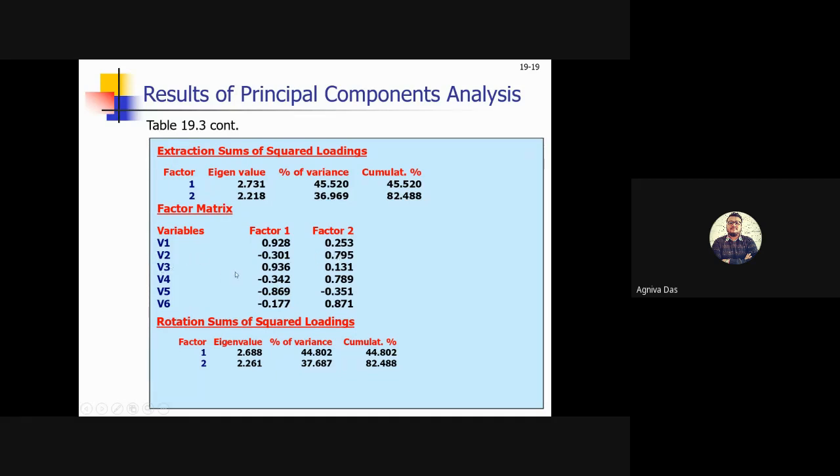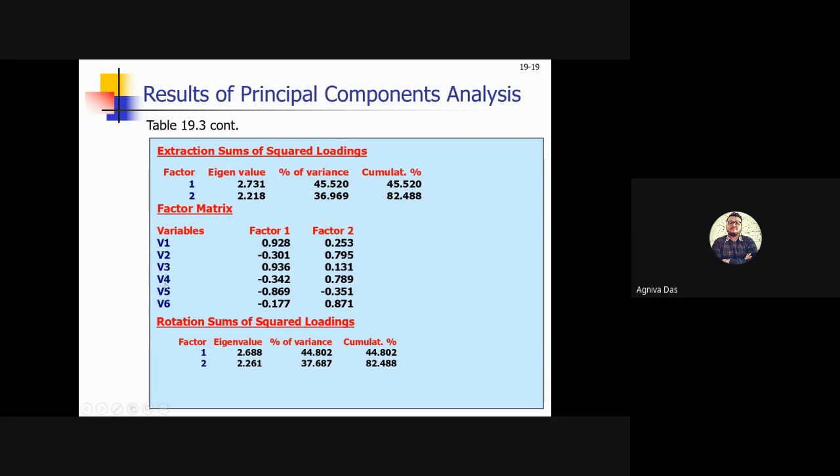Similarly, in variable 3, as you can see, it has more contribution in factor 1, right? Variable 4 has more contribution in factor 2. Variable 5 has more contribution in factor 1, but a negative contribution, right? Although it is negative, it is a high contribution, no doubt about it. And variable 6 has more contribution in factor 2. So we can say that variables 1, 3, 5 are more powerful in factor 1, or they are basically the influencers of factor 1, and variables 2, 4, and 6 are actually more influential in factor 2.